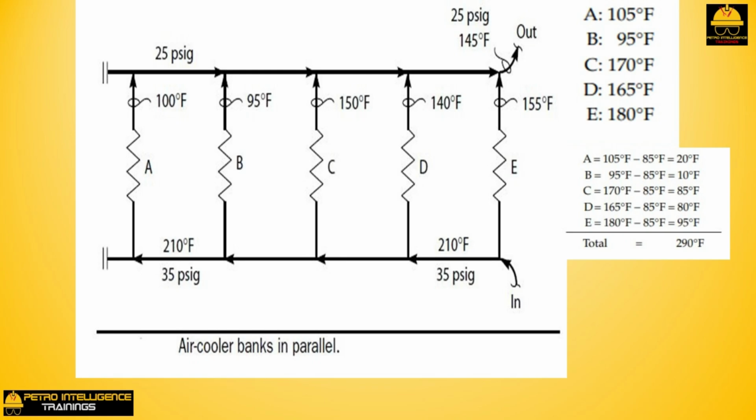If you are now willing to assume that the airflow is the same through the 5 coolers, we could calculate the process side flow through each cooler. For example, percent flow through A equals 20 degrees F divided by 290 degrees F equals 7%. This calculation assumes that the percent of flow through the cooler is proportional to the air temperature rise through the cooler divided by the total air temperature rise through all 5 coolers.